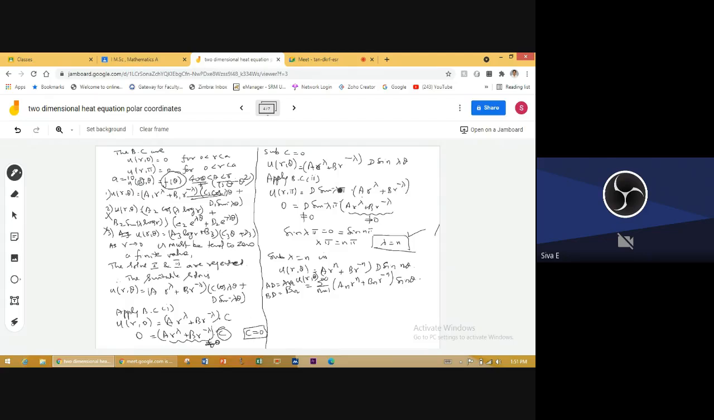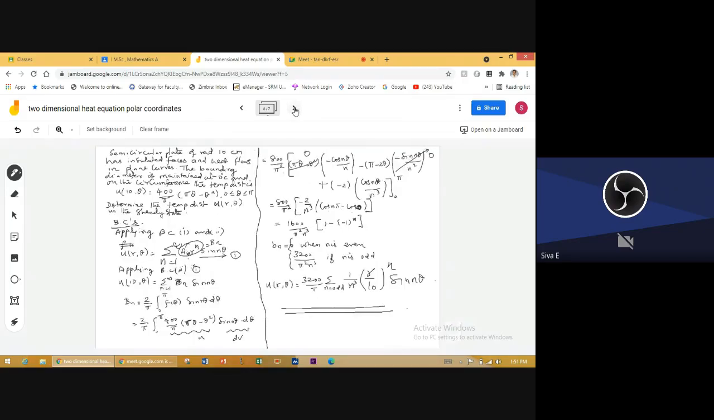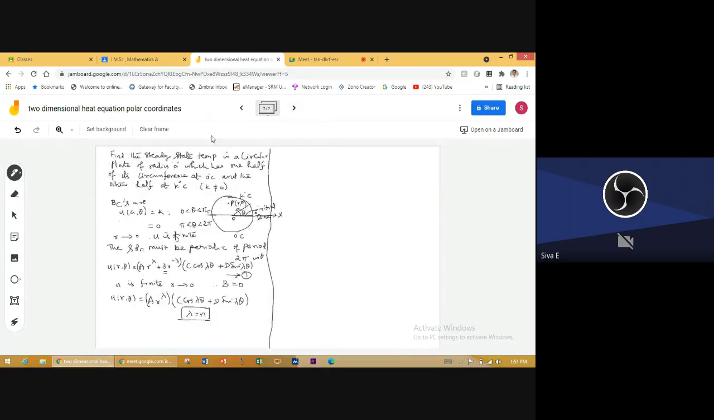Okay. So here, when u tends to 0, sorry, here we are taking c equal to 0. This is the finite circular plate. Now we will see how the problem will come in other problems.